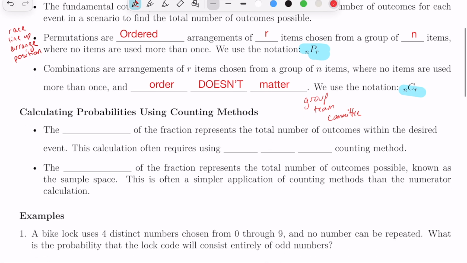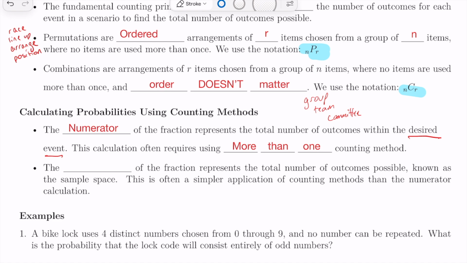Now, when we go to calculate probabilities, one of the things that you should already know is that the numerator of a fraction represents the total number of outcomes within the desired event. So that's what you want. This calculation often requires using more than one counting method. The denominator of the fraction represents the total number of outcomes possible, and that's known as the sample space. This is often simpler than the numerator, and you'll see a few examples as to why I might say that.